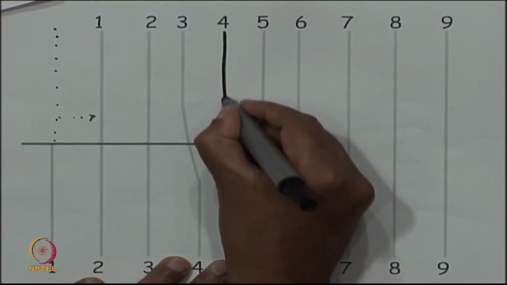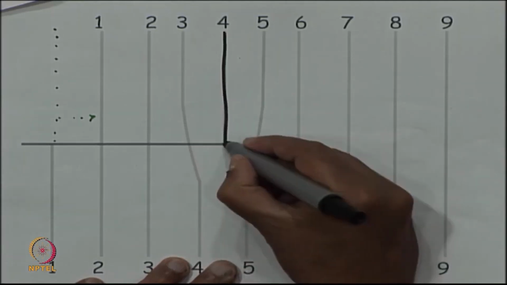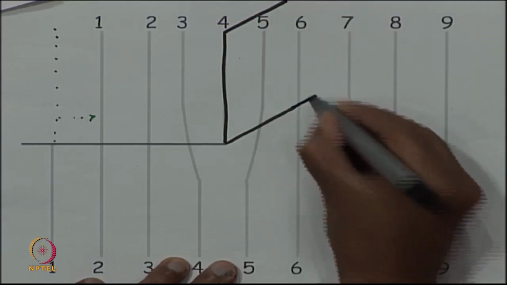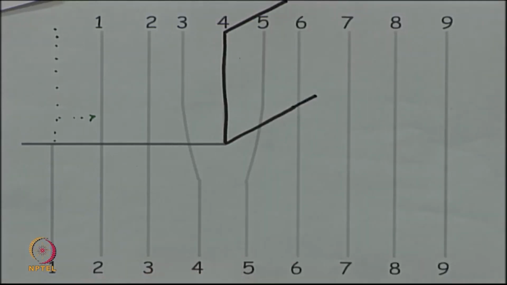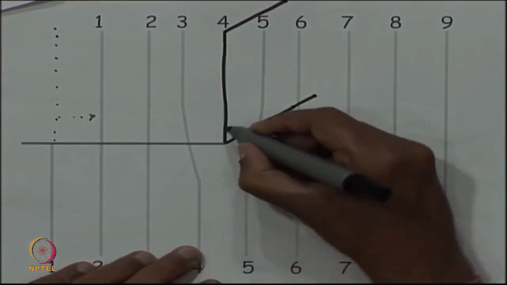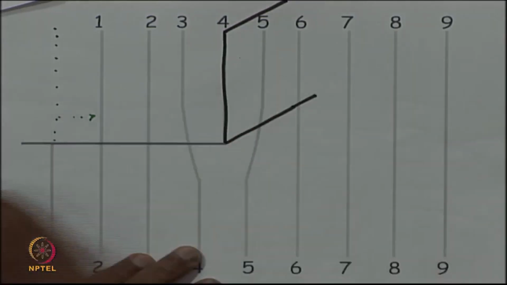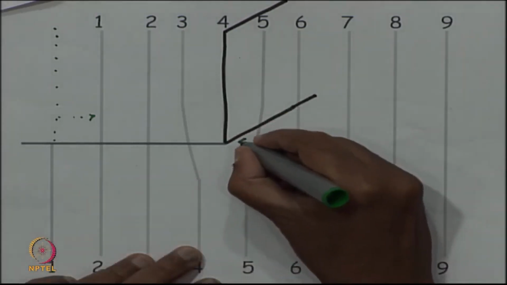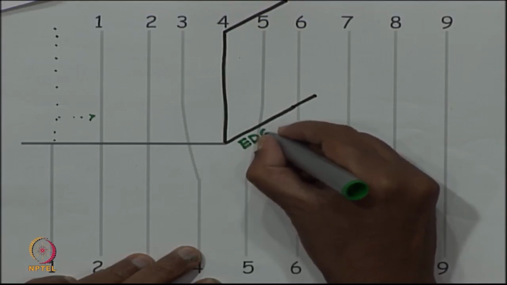So, this plane becomes an extra half plane. The bottom edge of this will obviously become the dislocation line, just like in the previous video. This becomes the edge dislocation line.